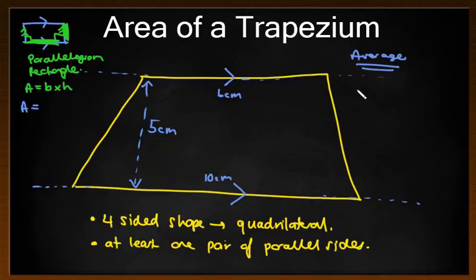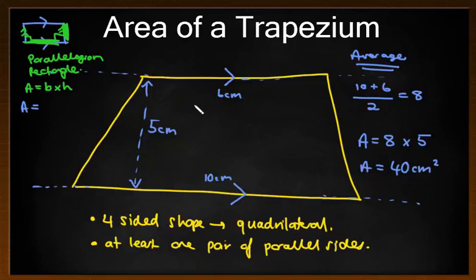Well, if one is 10 and one is 6, how do you find the average of two numbers? Well, hopefully you remember you add them together and you divide by 2. Okay, in this case that's going to be 16 divided by 2, that equals 8. So we're going to say that this has an average base of 8 centimeters. Okay, and the height is going to be 5 centimeters, which means that the area of my trapezium would be 40 centimeters squared, or 40 square centimeters.